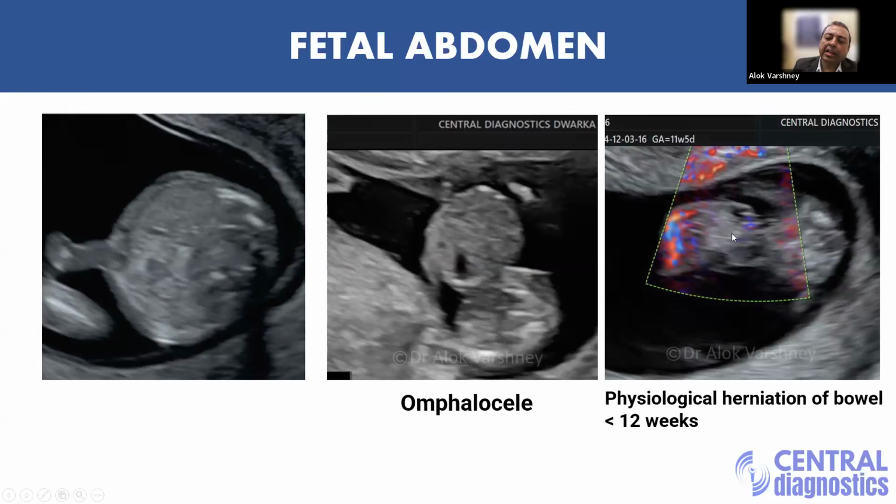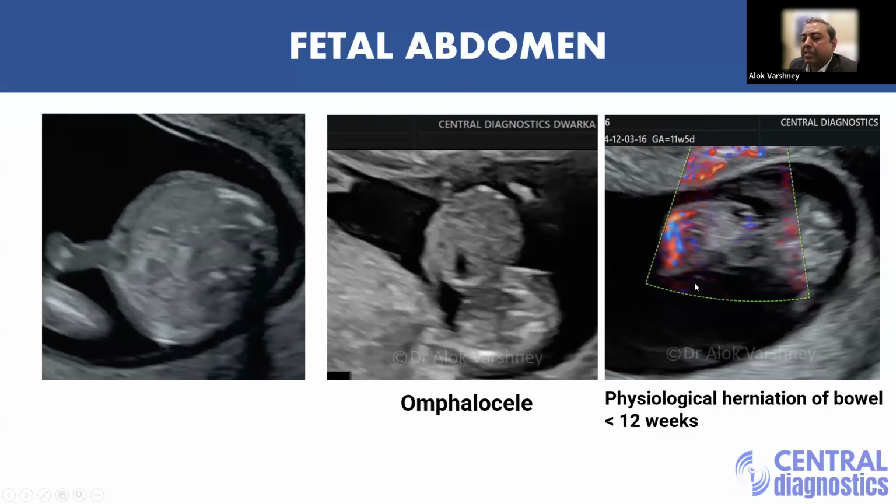So this is again an axial plane at the level of the umbilicus. We see just a small protrusion in the base of the umbilical cord. These are the small bowel loops which are protruding at the base. And notice that the gestational age is less than 12 weeks of gestation. So let's not call this omphalocele at present. We need to wait for at least 12 weeks. So call this pregnant patient again, and then reassess.